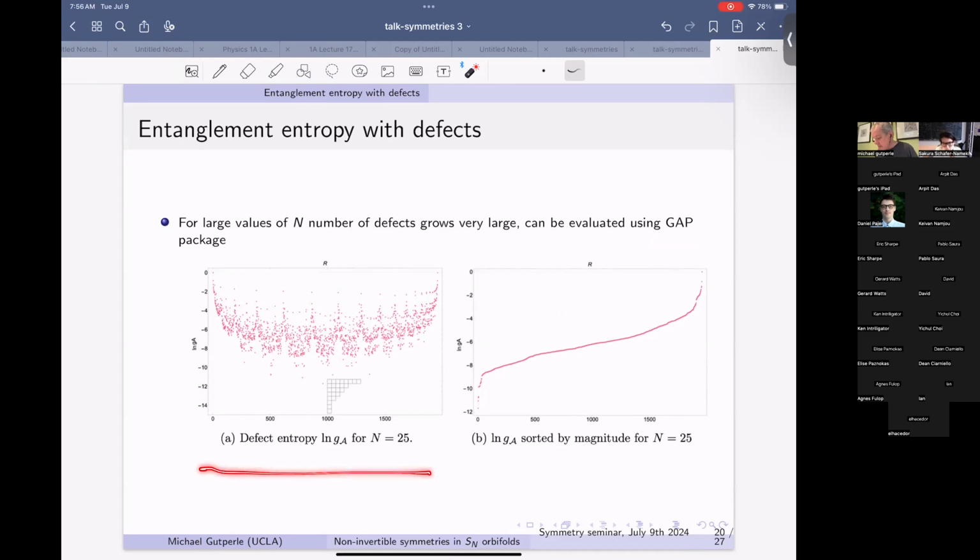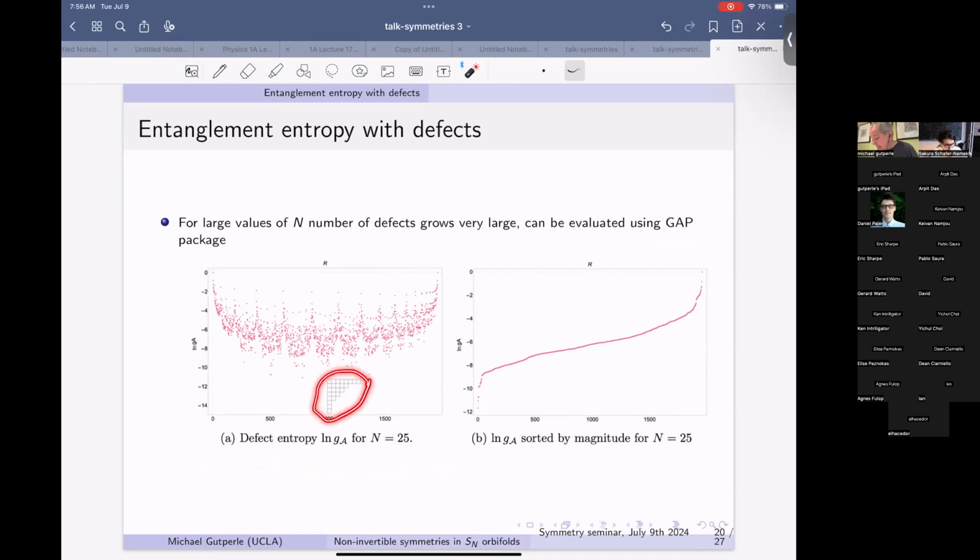I'll be quick because I'm running a little low on time. I still want to talk about the holography. Here we have the plot of the standard ordering of the representations, which for S_n are given by Young tableaux.